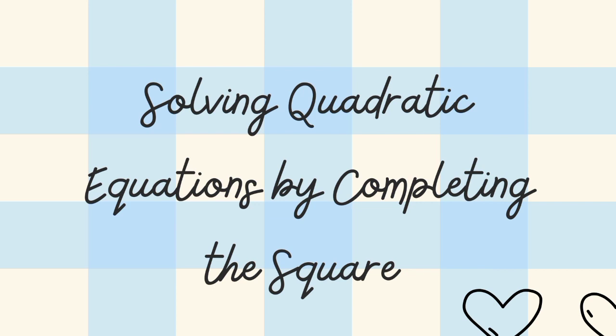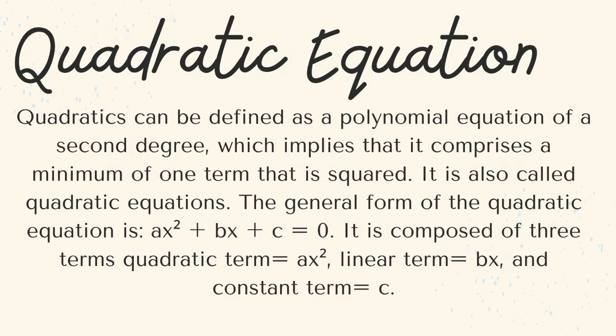Now, we will continue to our topic by solving quadratic equations by completing the square. But before that, let us know what quadratic equations are. A quadratic equation can be defined as a polynomial equation of a second degree, which implies that it comprises a minimum of one term that is squared. The general form of the quadratic equation is: quadratic term ax squared, linear term bx, and the constant term, which is the last term, c.